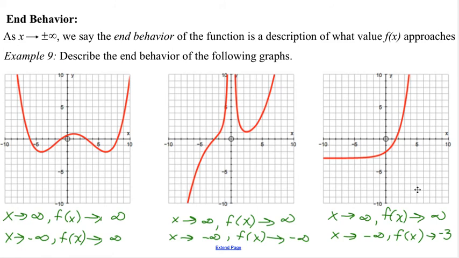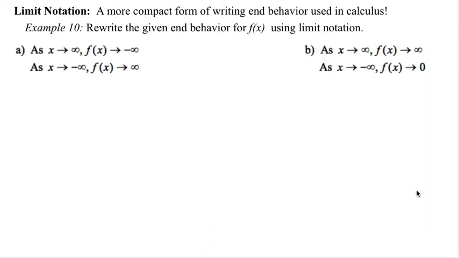There's another way of writing end behavior, and that is called limit notation. Limit notation is just another compact form or way of writing end behavior for functions, and you will use that in calculus a lot. You'll study limits. So in this example, we want to rewrite the given end behavior using limit notation.